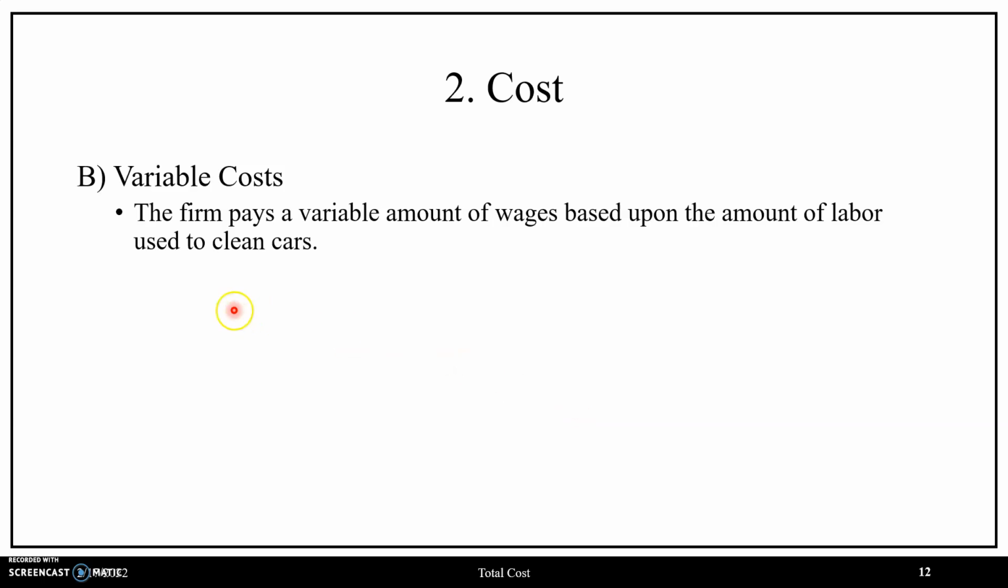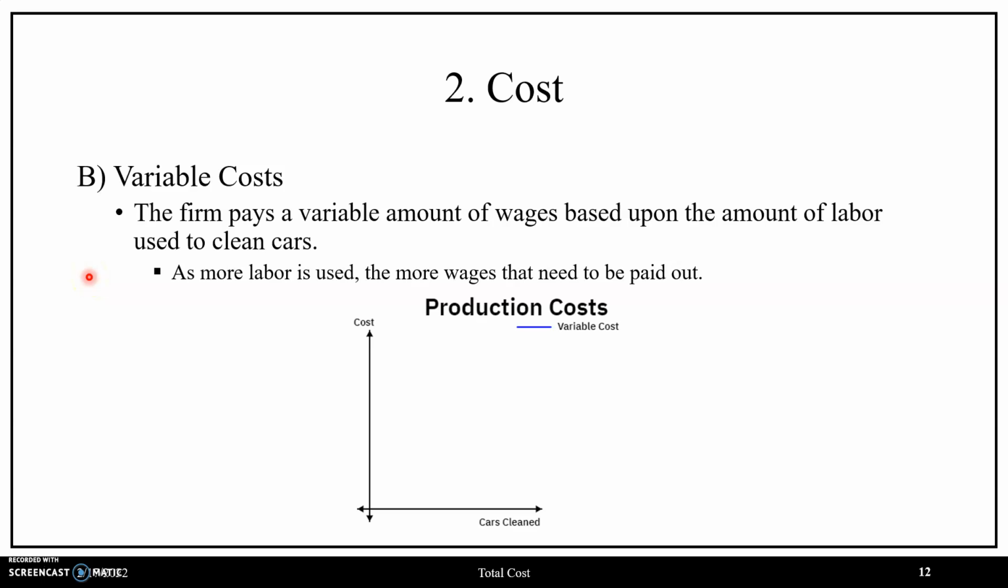Now, moving on to our variable costs, the firm pays a variable amount of wages based upon the amount of labor used to clean cars. The more labor is used, the more wages need to be paid out. In terms of our production costs, once again, cost is going to be on the vertical, cars cleaned is going to be on the horizontal axis. If the firm is using 0 amounts of labor, so 0 employees to clean cars, that means 0 cars are being cleaned, but they have to pay no wages out.